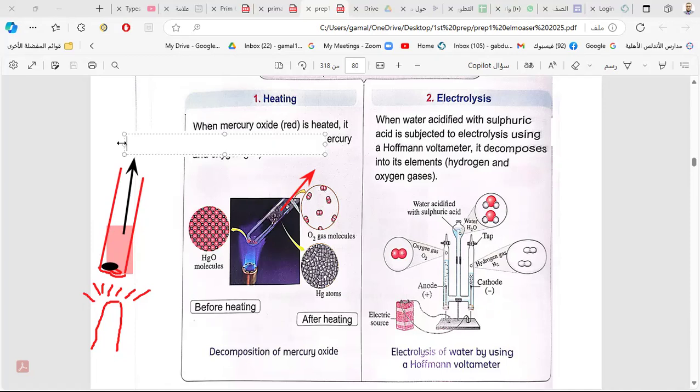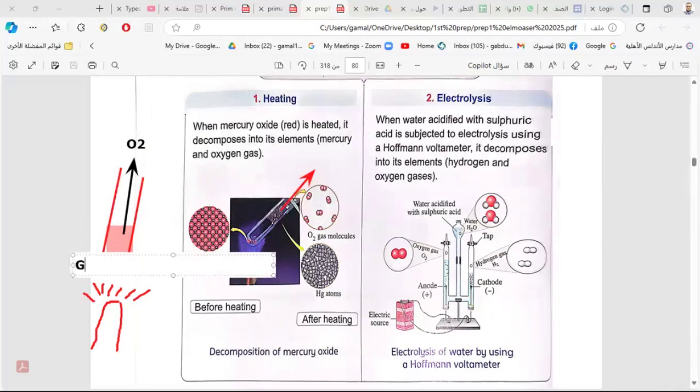Yeah. O2 goes up, but mercury is still in the bottom here. Mercury, Hg, is still in the test tube. So you can separate mercury from oxygen. Okay? This is a chemical way which is called heating. We can separate mercury from oxygen by heating.